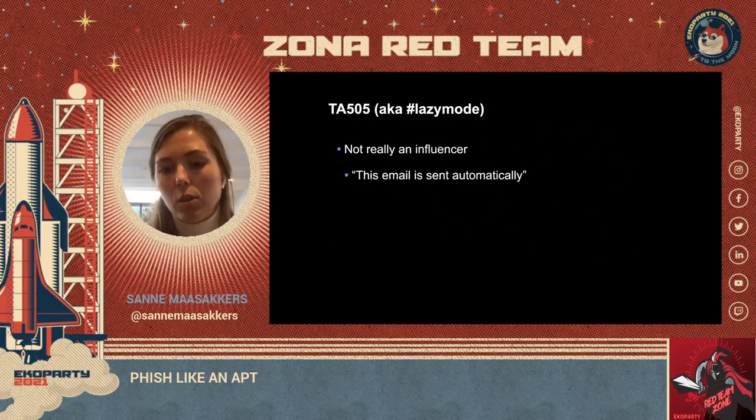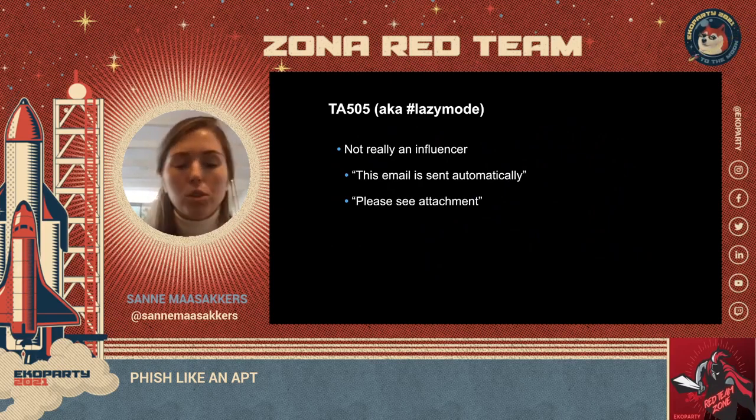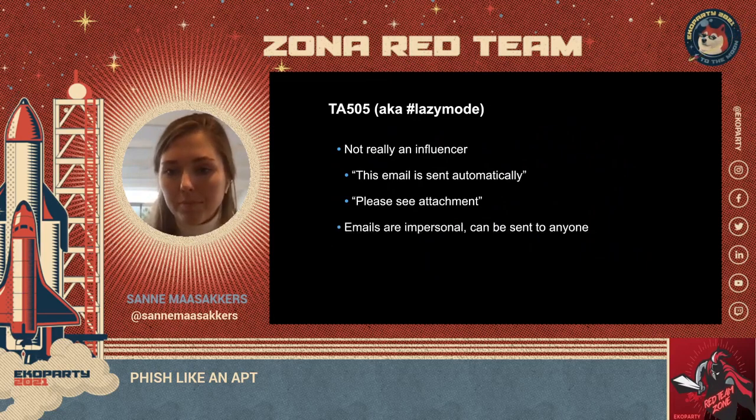If I check out those email bodies or the subjects, a lot of text I see is: this email is sent automatically. Next one, please see attachment. That's it, with an attachment like a Word document or an Excel document. These emails are impersonal, so they can be sent to anyone. You already saw it if you check out these 2 email bodies or subjects. They can be sent to everyone. They use the same scenario every time.